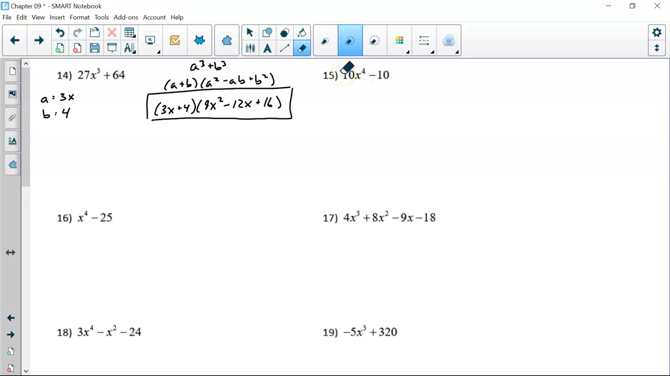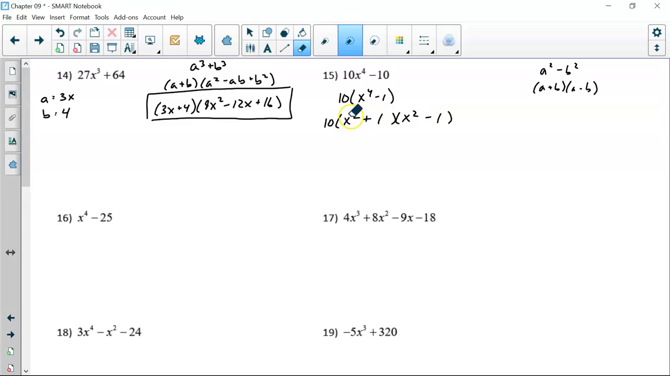Problem number 15. We can factor out a 10. That's a common factor. Then we have 10 times x to the fourth minus 1. Now, x to the fourth is a perfect square, and so is 1. So it's in the form of a squared minus b squared. Remember that's a plus b, a minus b. So we factor it, we have 10. Now the square root of x to the fourth is x squared, and the square root of 1 is 1. So to finish up, we just put a plus and a minus.